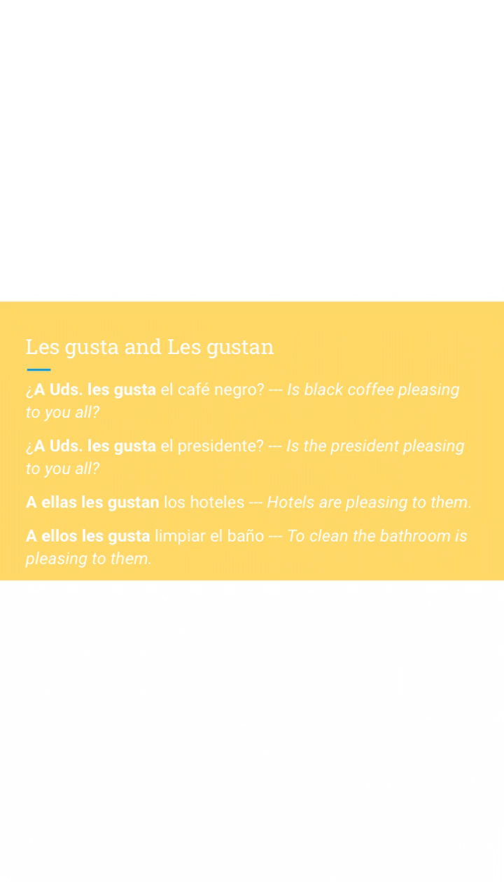So right off the bat, we have a ustedes. This is defining clearly for me the meaning of our IOP les here, meaning to you all. We have our verb, of course, which is gusta, and then the subject, which is doing the pleasing, is el café negro. So this is translating for us, is the black coffee, which is our subject, pleasing, our verb, and then finally, to whom it is affecting our IOP, to you all, a ustedes. So we come together with a ustedes les gusta el café negro. Is black coffee pleasing to you all?